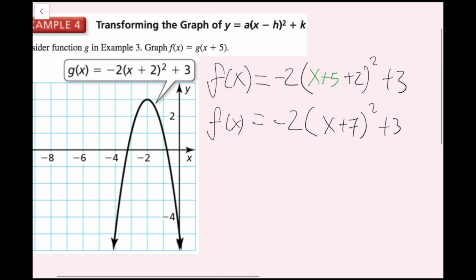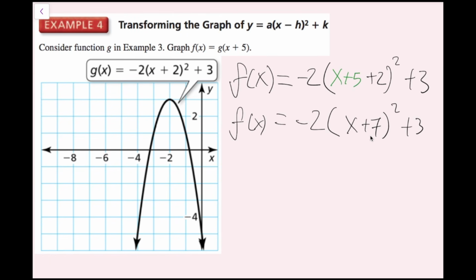All right, and now I want to graph this function. Well, the only difference in these two functions is that the vertex is going to be changed, because now my x value that would make this 0 is going to be -7. So the new vertex is going to be -7, comma 3, because this plus 3 on the outside is still the same. So now I'm going to make my table of values here.